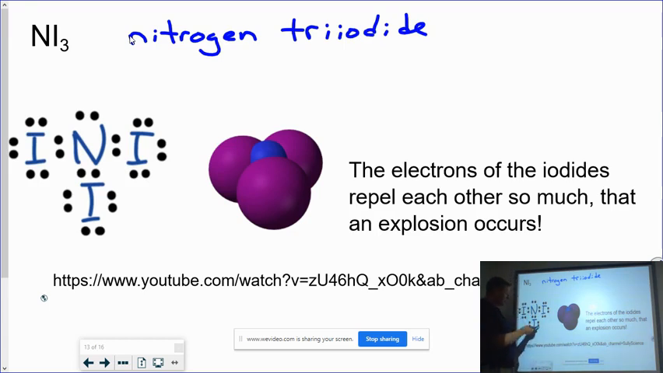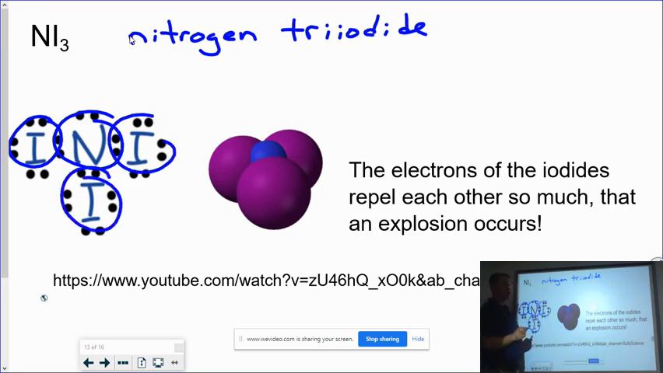So if we look right here, these are the outermost rings of each of these elements. We see that they are covalently bonding. They are sharing electrons here. But if you grab your periodic table and you look at element 53 and how far down it is on the periodic table, that's iodine, it is a massive element. And it's got a lot of electrons. And those electrons all have negative charges. And those negative charges want to get away from each other. So what happens is this compound is made, but these electrons want to get away from each other so bad that if you touch it, it explodes.